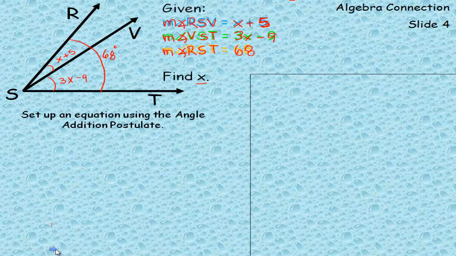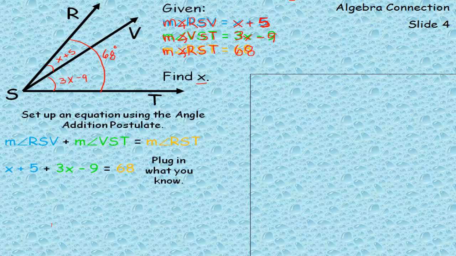You set up an equation using the angle addition postulate. And here it is. The measure of angle RSV plus the measure of angle VST is equal to the measure of angle RST. And you plug in what you know. So the measure of angle RSV is x plus 5. The measure of angle VST is 3x minus 9. And that equals the measure of angle RST, which is 68. You plug everything in, and then you solve for x.